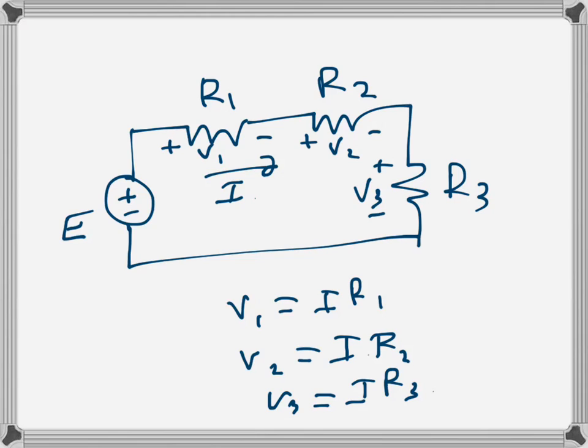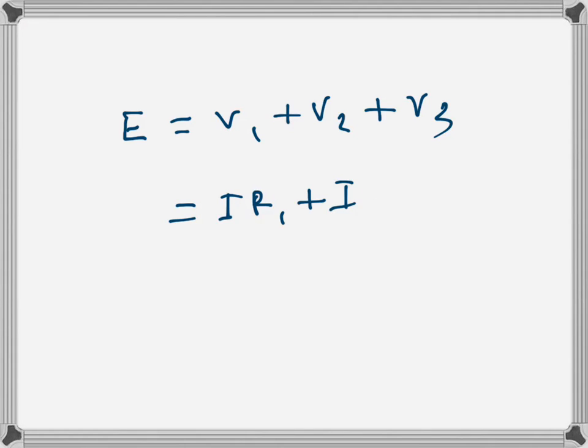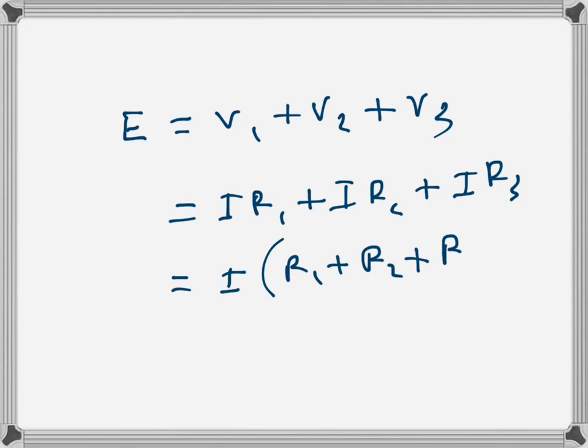And from Kirchhoff's voltage law we know that the sum of voltage drops will be equal to the sum of rises. So this one is a rise if we go in the counterclockwise direction. So E will be equal to V1 plus V2 plus V3, which is IR1 plus IR2 plus IR3. So this can be written as I(R1 + R2 + R3).